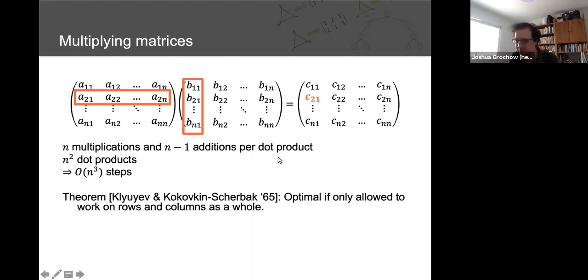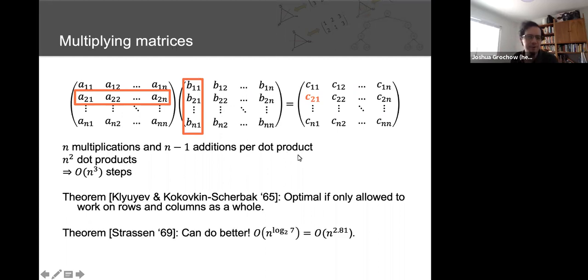In the 60s, they actually proved that if you limit your model of computation to things that they thought were natural, like only working on rows and columns as a whole, then you can't do better than this. So if all you're doing is linear combinations of dot products of rows and columns, you can't do better. And then in 1969, Strassen showed you could do better. You could get n to the log base 2 of 7, which is something like n to the 2.81.